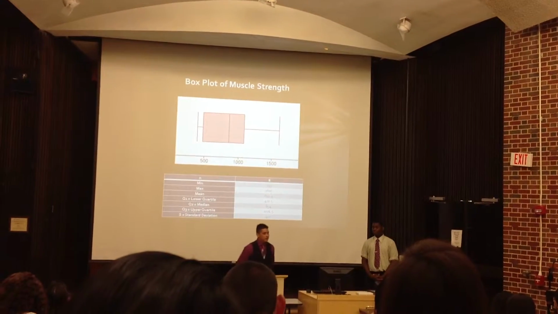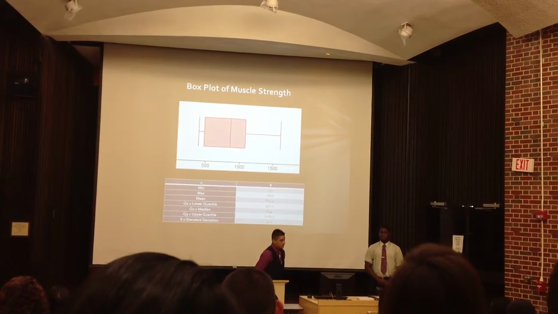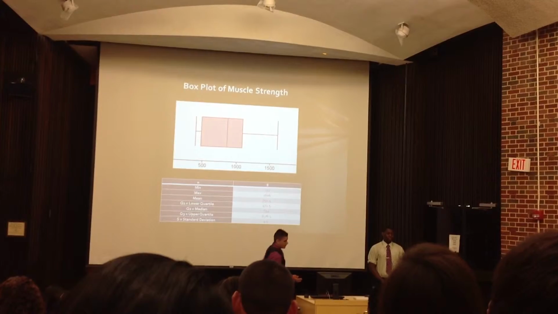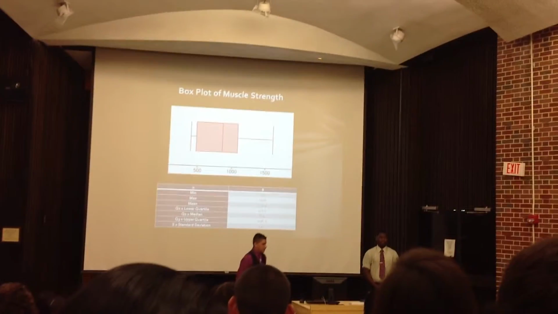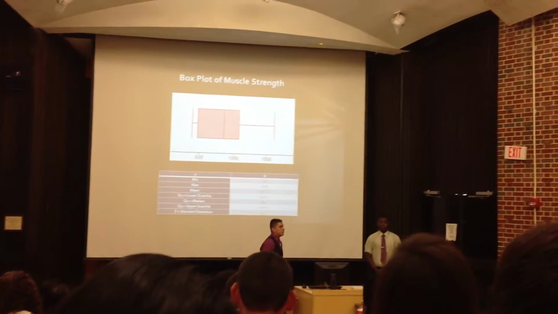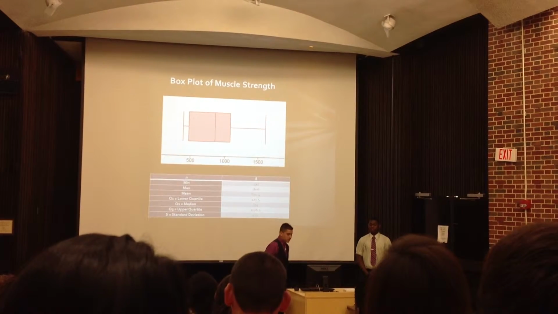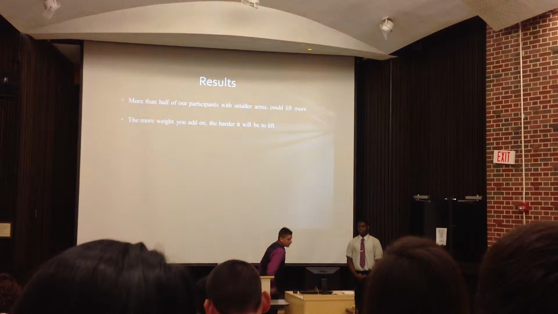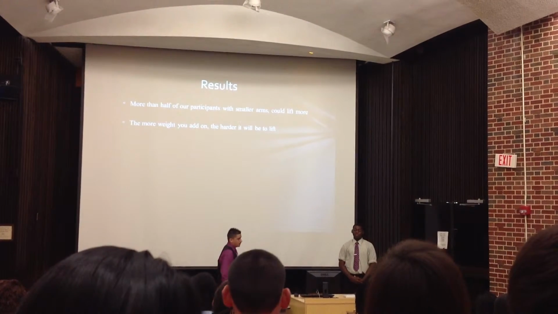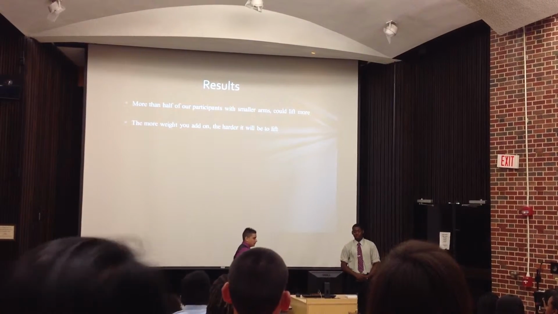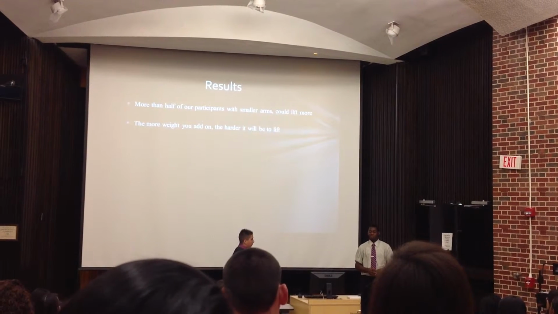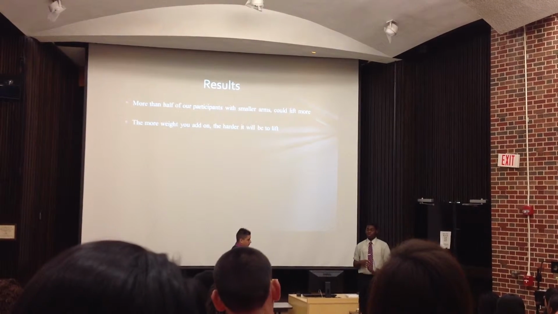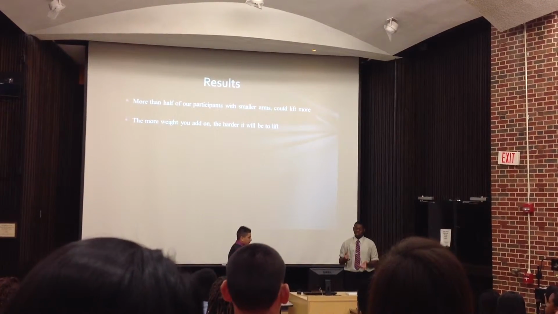Okay, this is our box plot. As you can see, it's left skewed, and that's basically saying that you would think that even though people have bigger muscles, they will be able to lift more, but our data was different. The results that we came up with was more than half of our participants with smaller biceps could lift more than people with larger biceps, or larger arms, shall I say.